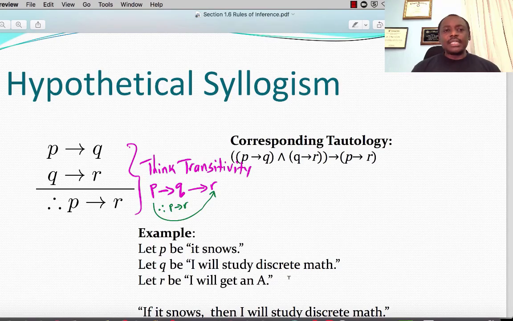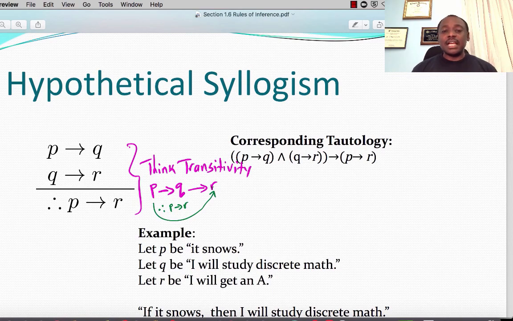The next one is hypothetical syllogism, which I probably would just call transitivity. P implies Q is true. Q implies R is true. Therefore, the conclusion is P implies R. And you can show that this would form a tautology. So the easiest way to look at it would be if P implies Q is okay, Q implies R is okay, then I can conclude that P implies R.